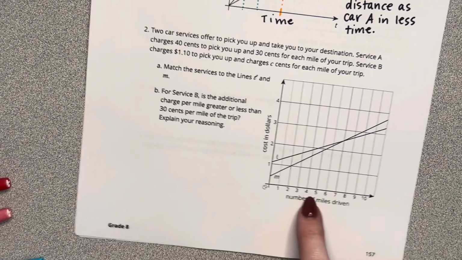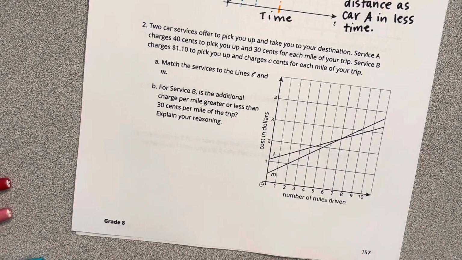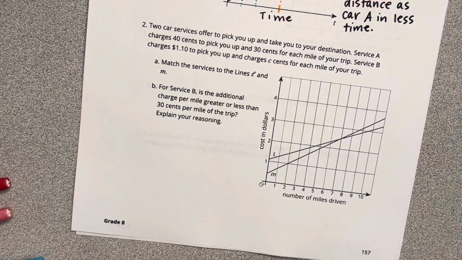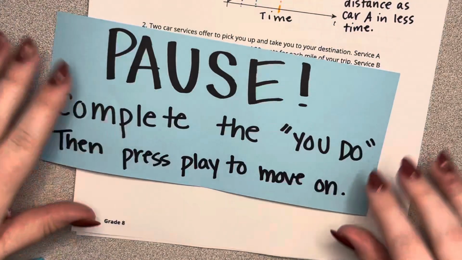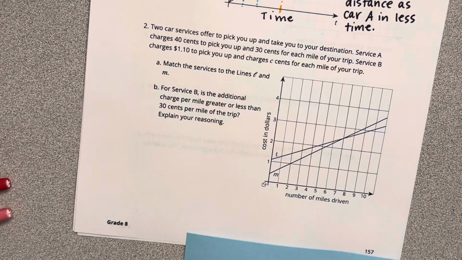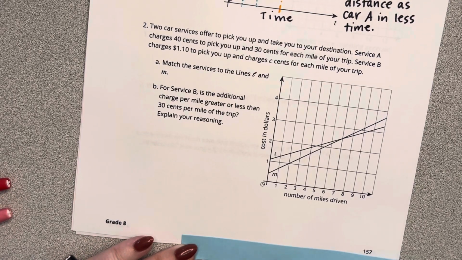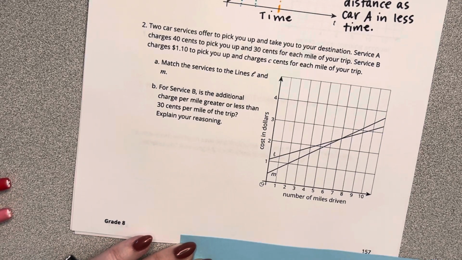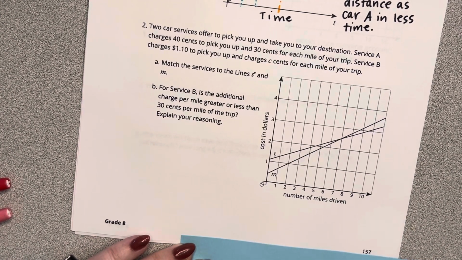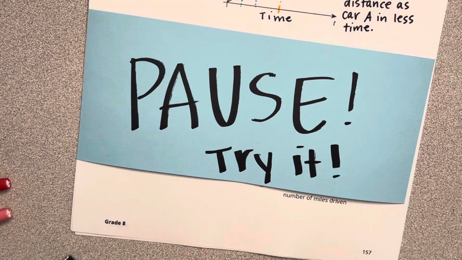So notice you've got miles driven, you've got costs. So first thing, which line matches up to which service? And then, once you figure out which line is service B, is their charge greater or less than 30 cents per mile? Please pause here and try it, and then you can come back when you are finished. I realized I just had the same pause sign as I did for my 7th grade classes, so there is no you do section. You are just pausing and trying it. So please pause, try it, and come back when you are finished.